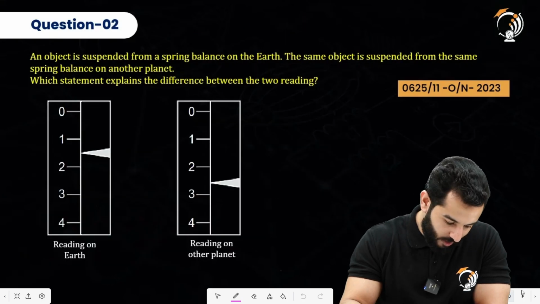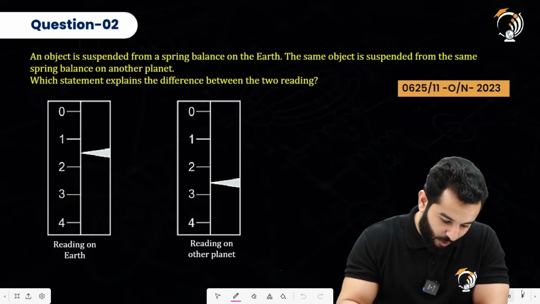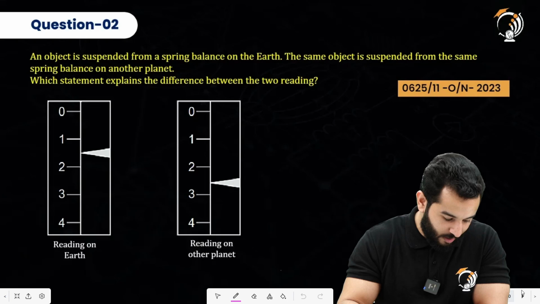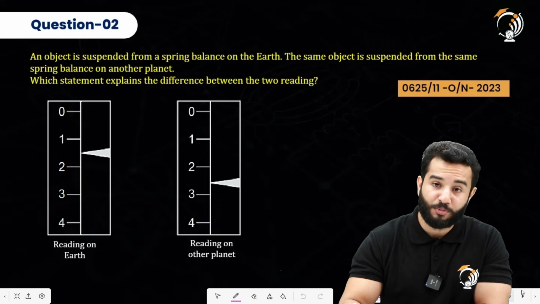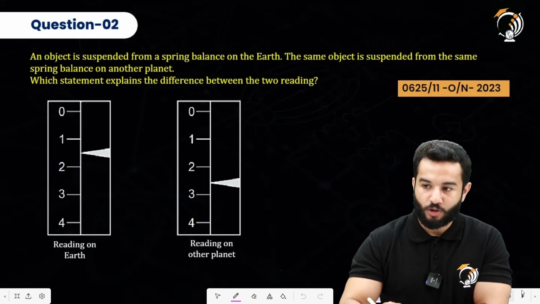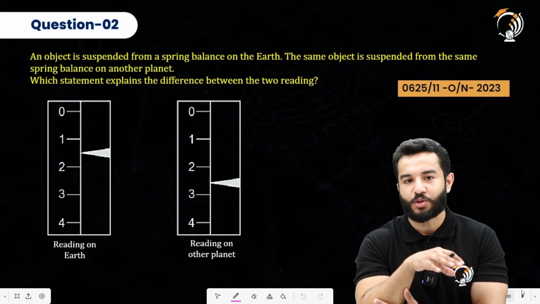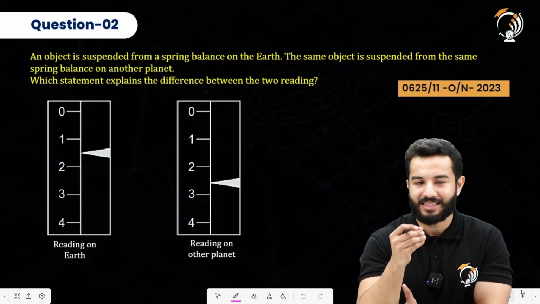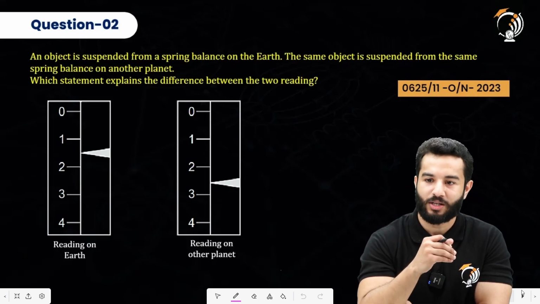Moving on to the next one. An object is suspended from a spring balance on the earth. The same object is suspended from the spring balance on another planet. Which statement explains the difference between the two readings? Now, although we are going to talk about this question again in mass and weight, because it is related to readings and measurements, we are covering it over here as well.